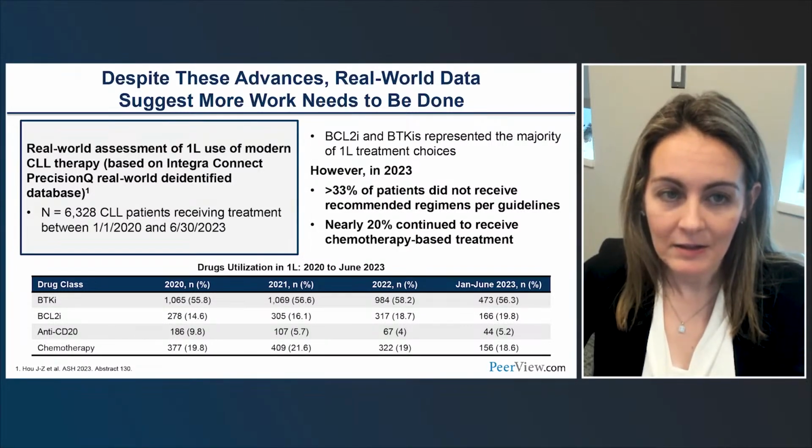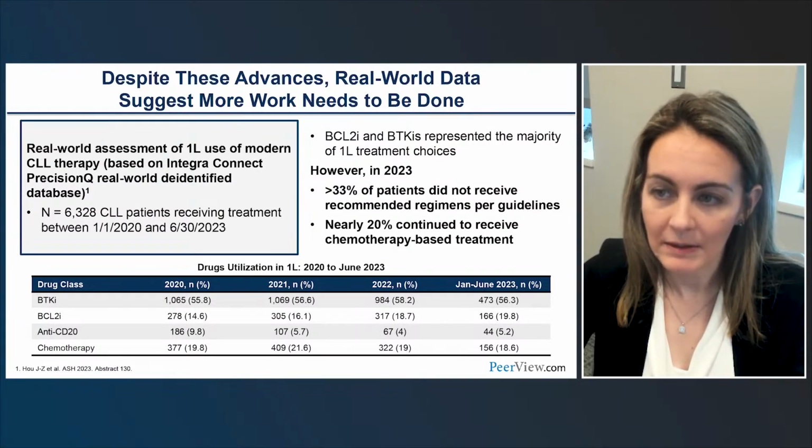So this just highlights that there's still work to be done to really have our clinical practice reflect the most recent data in terms of targeted therapies.